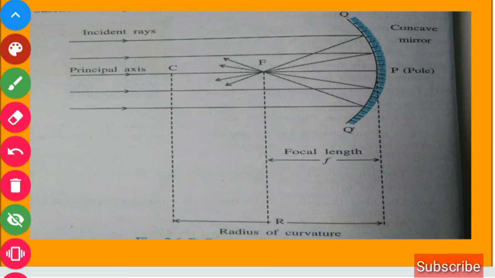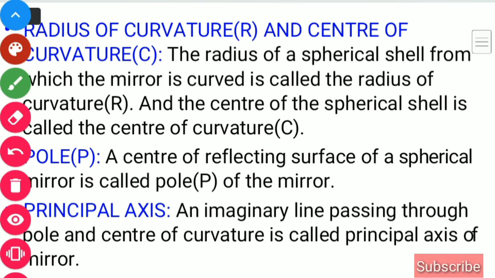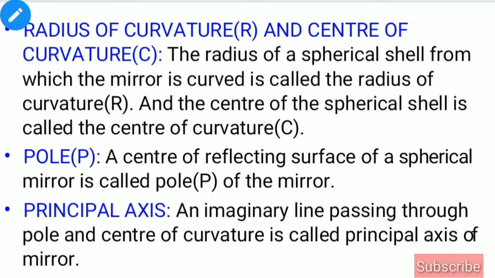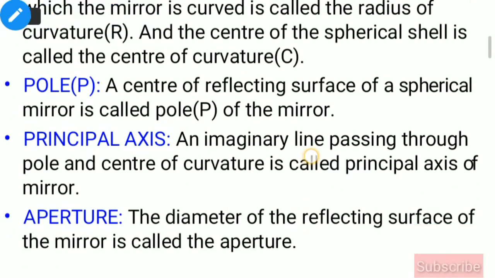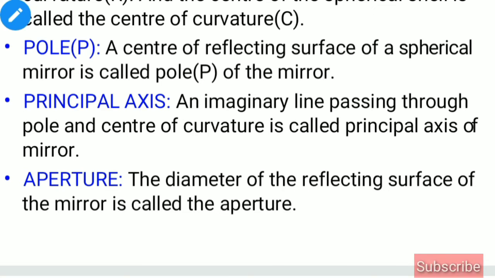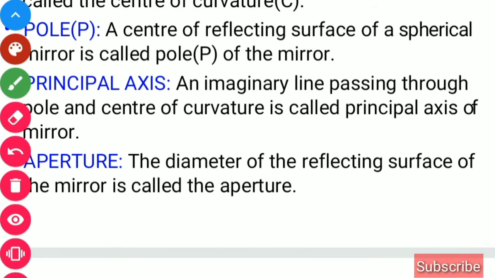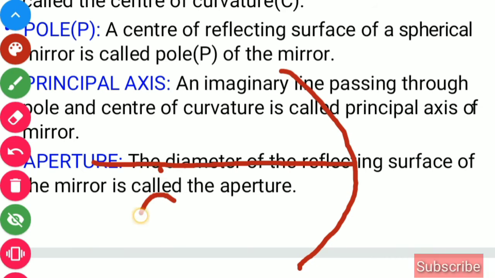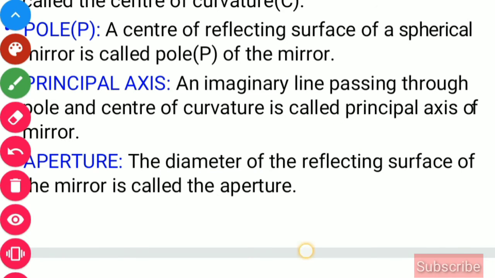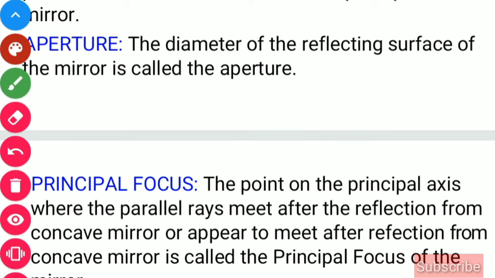Now let us read it in theory form. Over here, radius of curvature and center of curvature. The radius of a spherical shell from which the mirror is curved is called the radius of curvature, and the center of the spherical shell is called center of curvature. What is pole? The center of the reflecting surface of a spherical mirror is called pole of the mirror. Now, principal axis. An imaginary line passing through the pole and center of curvature of the mirror is known as principal axis. What is aperture? The diameter of the reflecting surface of the mirror is called the aperture.